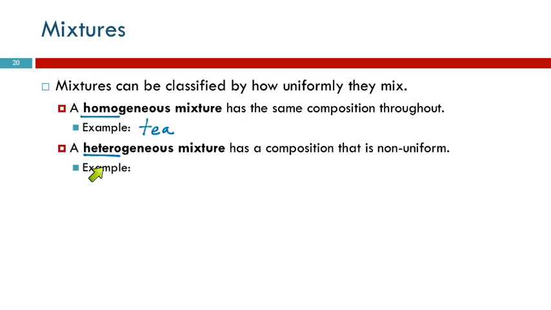A heterogeneous mixture has a composition that's non-uniform. You can see that there are two different parts to it. It might be lumpy or have layers. Can anybody think of an example of a heterogeneous mixture? Oil and water.